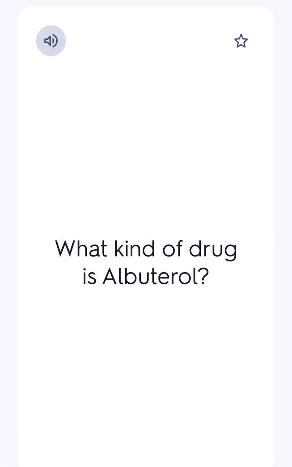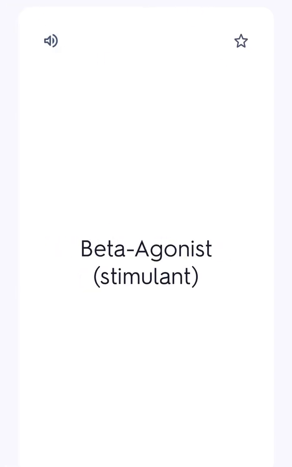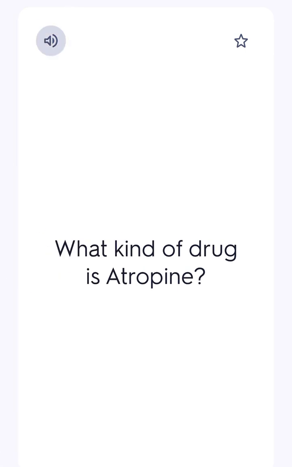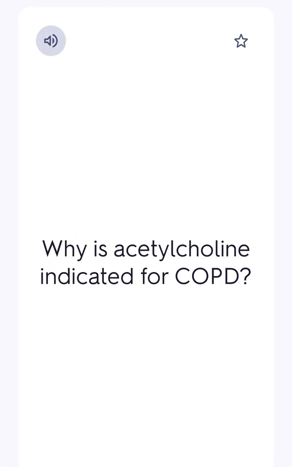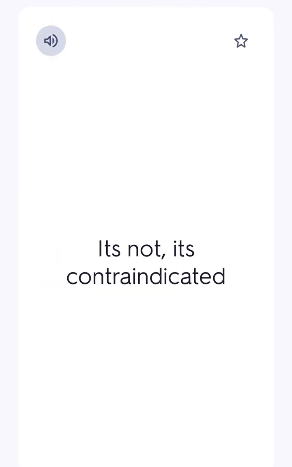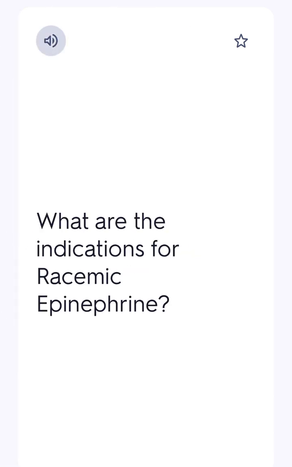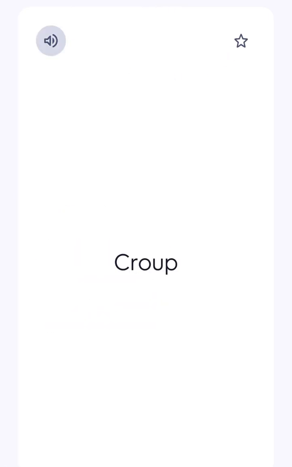What kind of drug is albuterol? Beta agonist. What kind of drug is atropine? Anticholinergic. Why is acetylcholine indicated for COPD? It's not, it's contraindicated. What are the indications for racemic epinephrine? Croup.